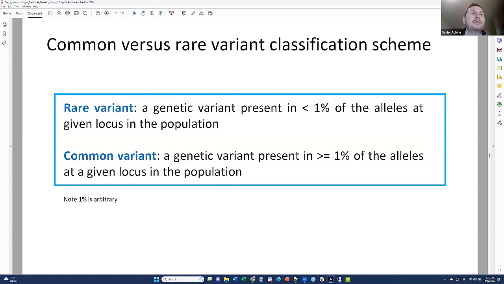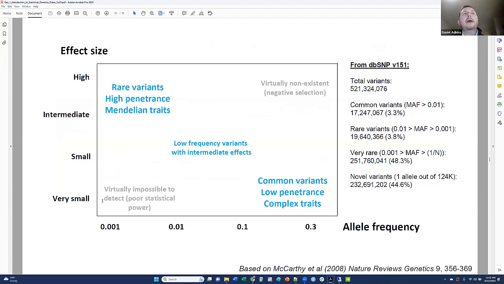Over there. And this 1%, it's kind of an arbitrary threshold that's been applied. I didn't come up with it, but the scientific establishment decided. I mean, 1 is as good a number as any. But it's essentially arbitrary. Sometimes you hear common variants described as 2% or something, but usually 1% is considered the cutoff.